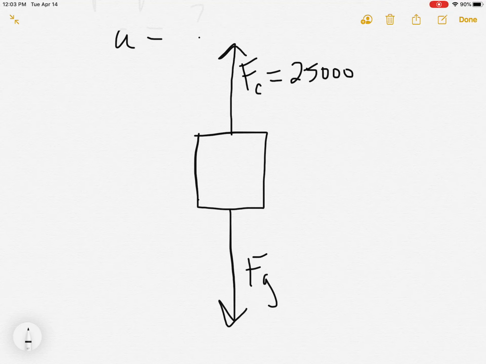Now, what else do we have? Well, there's going to be a force pulling down, a force of gravity. And we'll figure that one out after. And really, if you think about it, that's it. There's no friction, there's no sideways forces on an elevator. So the elevator force diagram is actually pretty simple.